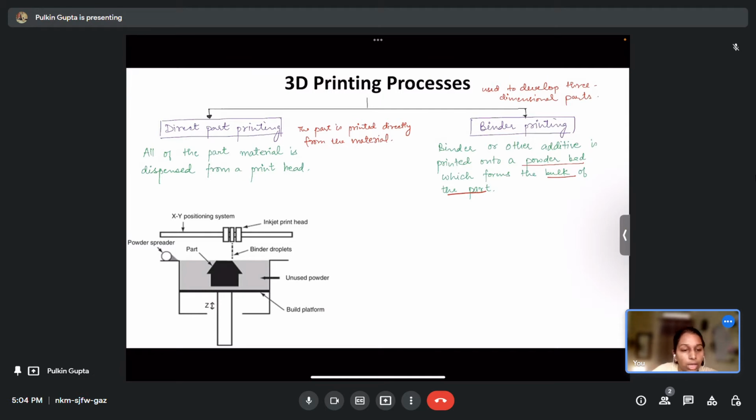Next we'll study this technology. Here we have the schematic for this particular 3D printing process. There are different parts associated with this. First, let us check out the positioning system. One is the XY positioning system, and this is the Z axis. Your inkjet print head or your binder printing head can move in the X and Y directions. Suppose this is your X, this is your Y direction, and this becomes your Z direction.